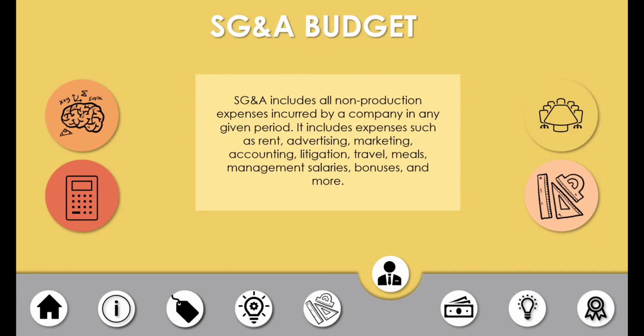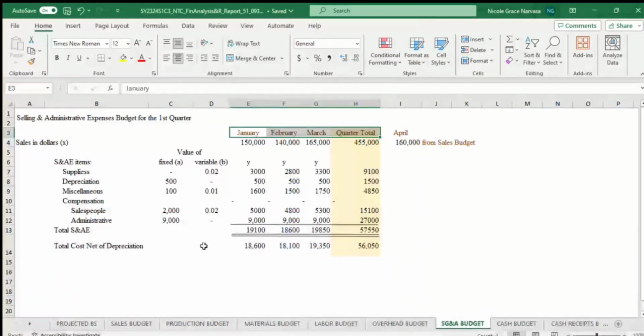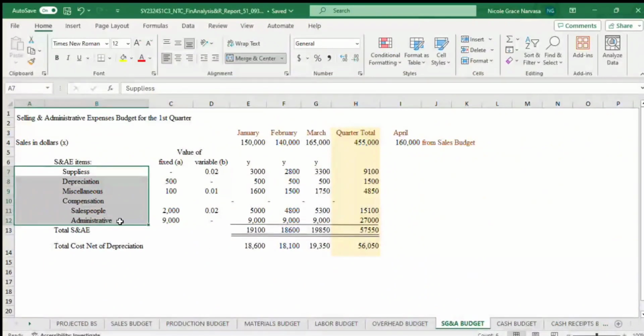SG&A budget includes all non-production expenses incurred by a company in any given period. It includes expenses such as rent, advertising, marketing, accounting, litigation, travel, meals, management salaries, bonuses, and more. And for the example, in this instance, our selling and administrative expenses are supplies, depreciation, miscellaneous, compensation, salespeople, and administrative. And also, we have here a non-cash expense, as you can see in the note, because again, we have the depreciation.